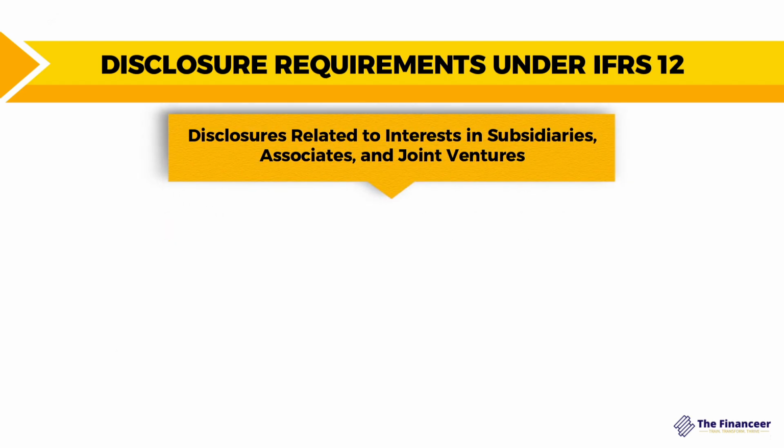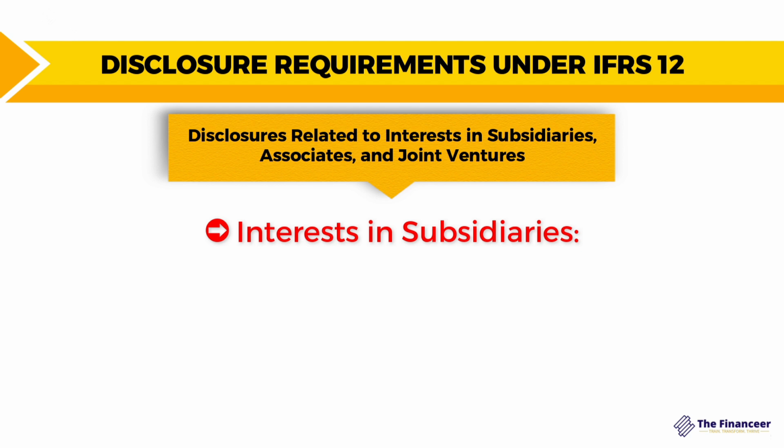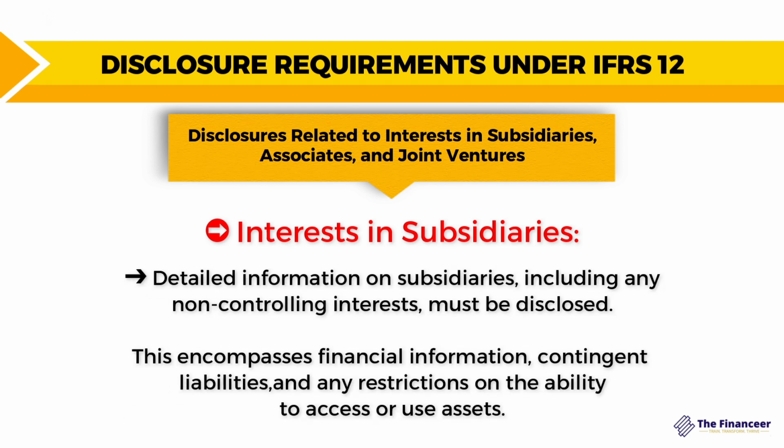Now, when it comes to the disclosure requirements for our interests in subsidiaries, we have to provide information regarding our interest in these subsidiaries, including any non-controlling interest. So this will include financial information, contingent liabilities, and any restriction on the ability to access or use the assets.